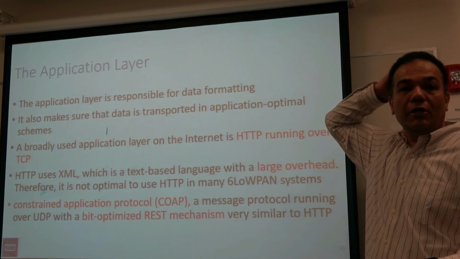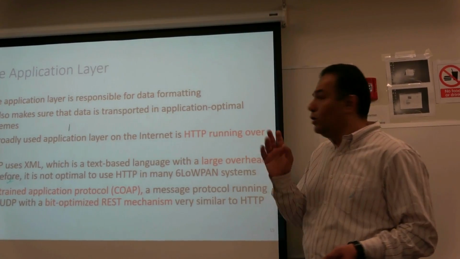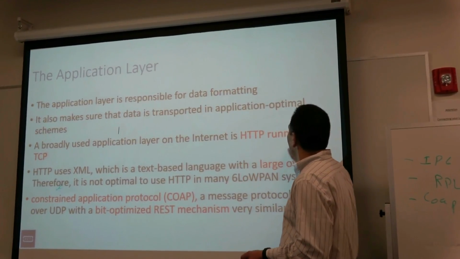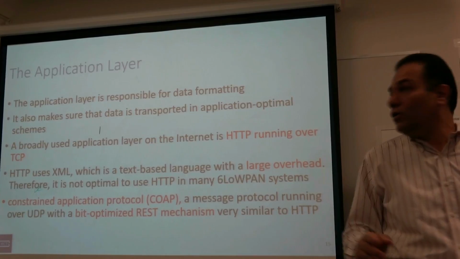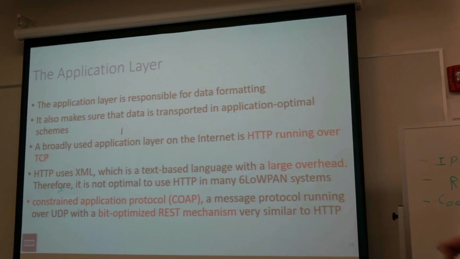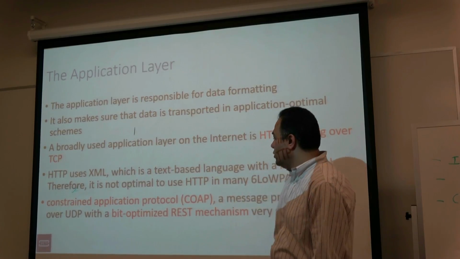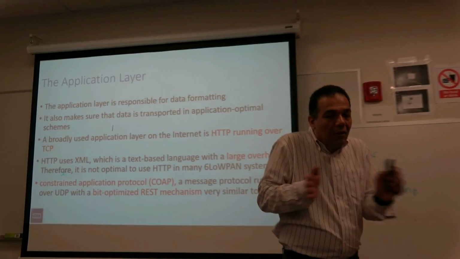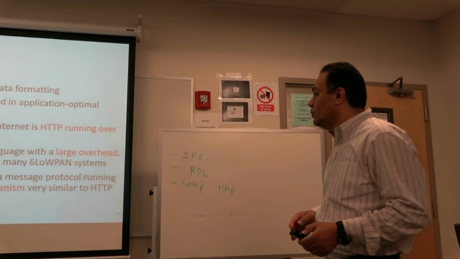Then at the application layer, we said applications like HTTP, mail, and all of these. Usually HTTP runs over TCP. Again, HTTP has a big header, and TCP has a big header. So instead of that, we have different applications. We're going to talk about it in two classes: CoAP, the Constrained Application Protocol. It's like HTTP, but has a short header.